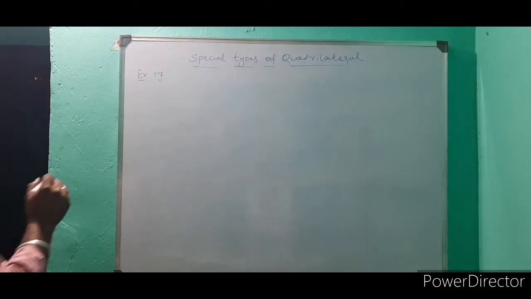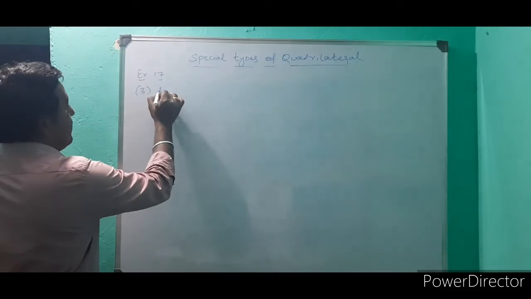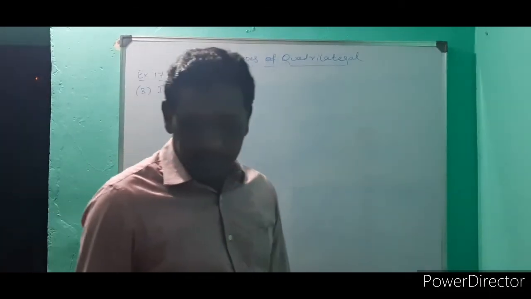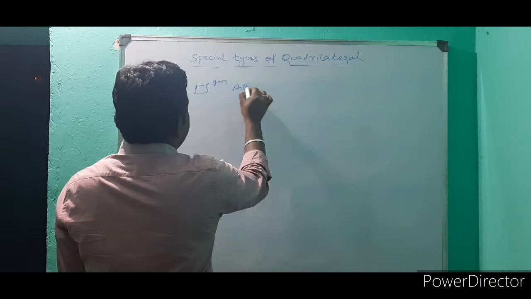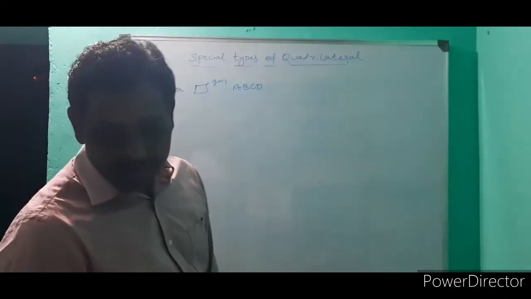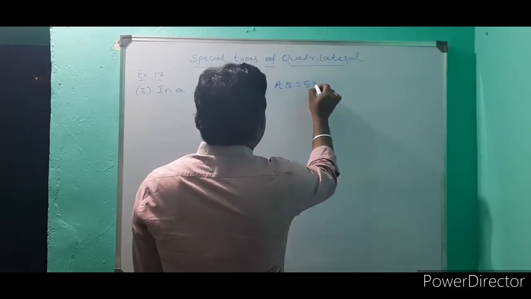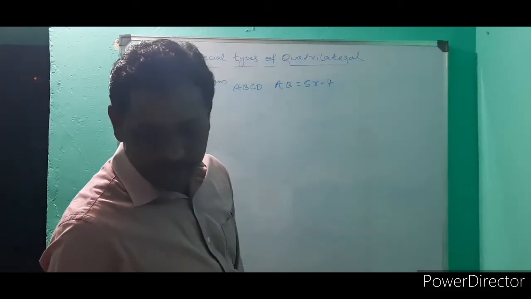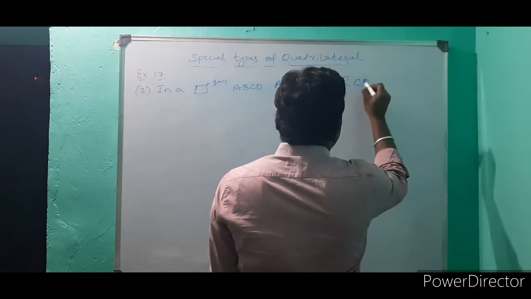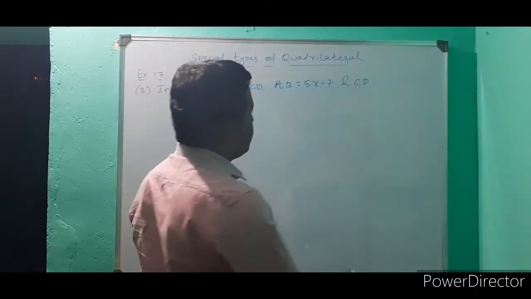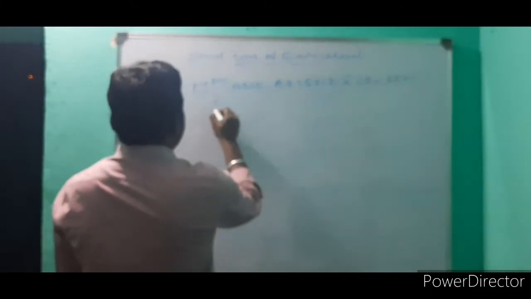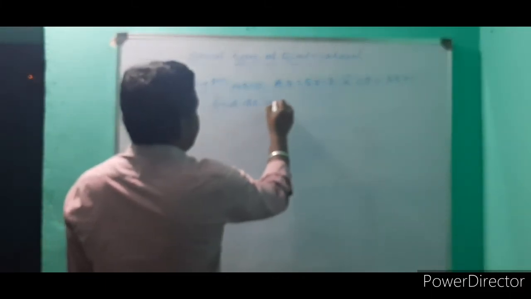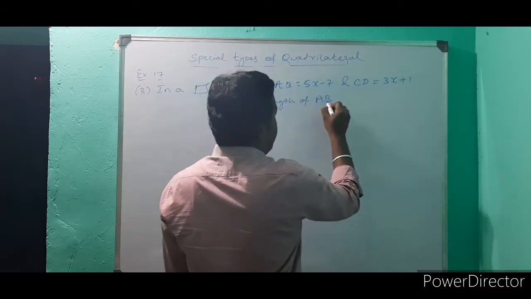Next problem. In a parallelogram ABCD, AB is equal to 5x minus 7 and CD is equal to 3x plus 1. Find the length of AB and CD.